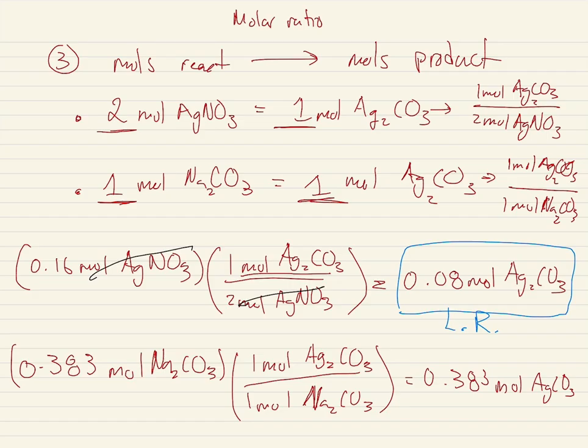So now if we want to calculate the grams of product that we make, what do we need to do? Convert to grams, and what are we going to convert to grams? The limiting reactant moles, right? We're going to convert this to grams because this is actually the real amount of grams that we're going to make. If we convert the other one to grams, that's not possible because we don't have enough silver nitrate to make that many grams. So we're going to convert the limiting reactant to the grams of product.